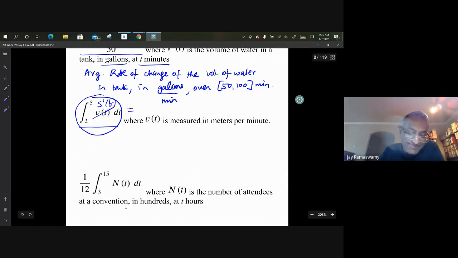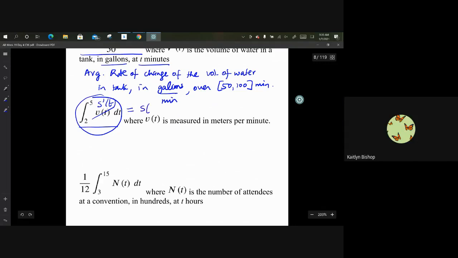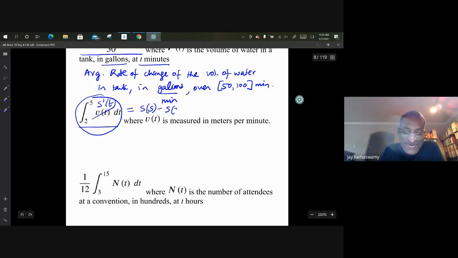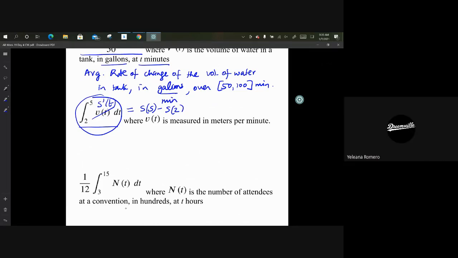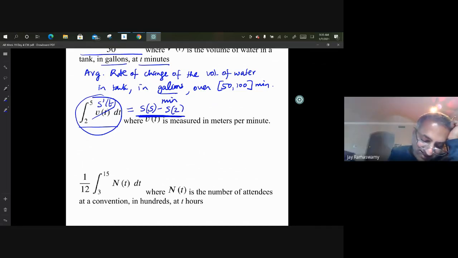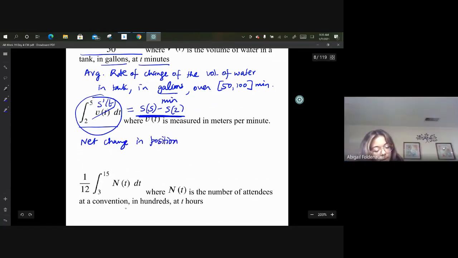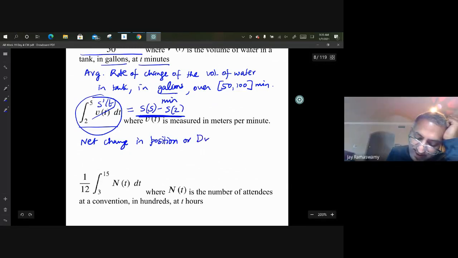Therefore, the right-hand side becomes S of 5 minus S of 2, which reminds you of which interpretation? Net change. Position. It's not velocity, it's S. So it is the net change. We'll write 2 definitions. It's a net change in position, or, as Ordonez smartly said, it's the displacement. You can write both on the AP exam. Of the object.